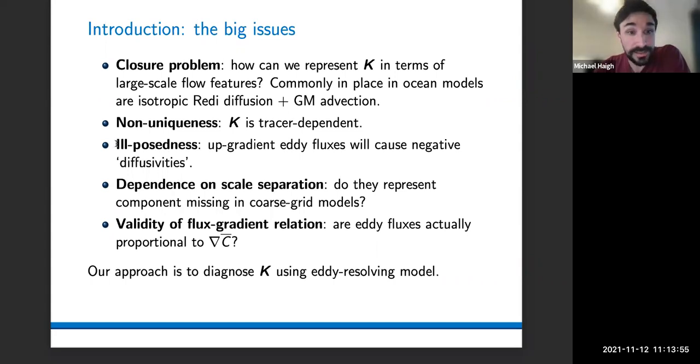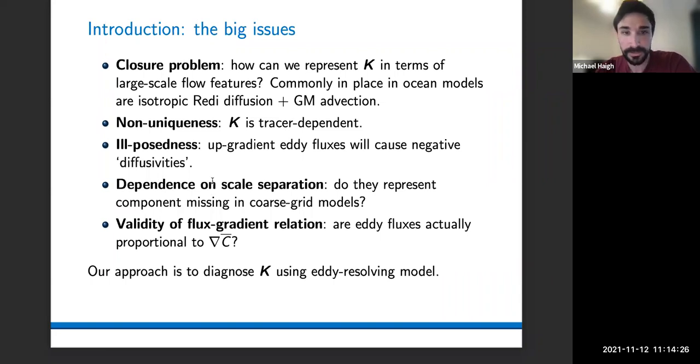Another issue is the ill-posedness of the flux gradient relation. So this is the notion that any up-gradient eddy fluxes will lead to negative diffusivities. I've put diffusivities here in inverted commas because I haven't precisely defined what I mean by this yet, but it's likely well known by a lot of the audience that if you were to implement some kind of negative diffusion scheme into an ocean model, then you'll be met with severe numerical instability issues. So this is the idea of ill-posedness.